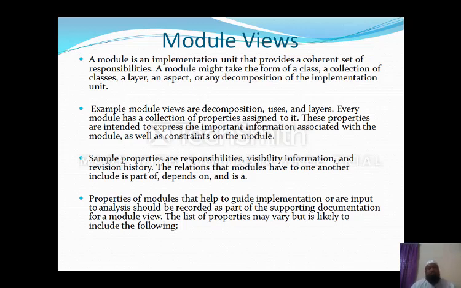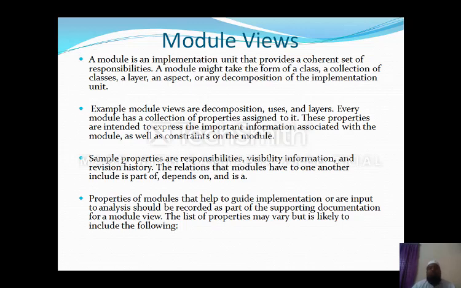Every module has a collection of properties assigned to it. These properties are intended to express the important information associated with the module as well as constraints of the module. Whenever you are designing any module, you need to keep some constraints. Within this elapsed time, I need to complete. Within this duration, I need to complete. Within this specified time bound, I need to give the responsibilities. Sample properties of the module are responsibilities and visibility information. Visibility means it is private, public, protected, or none of the above. And revision history: whatever module you have developed should have a revision history.